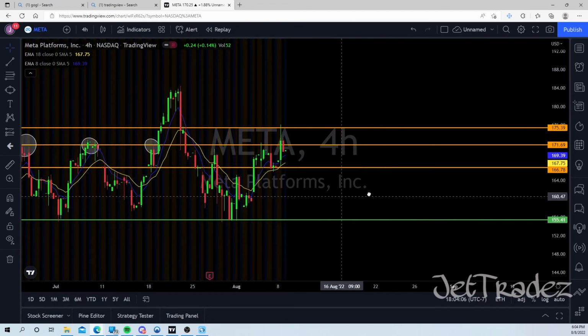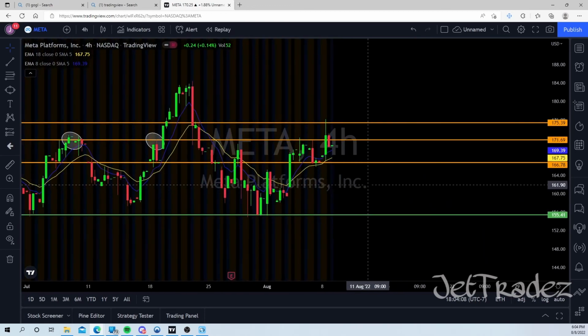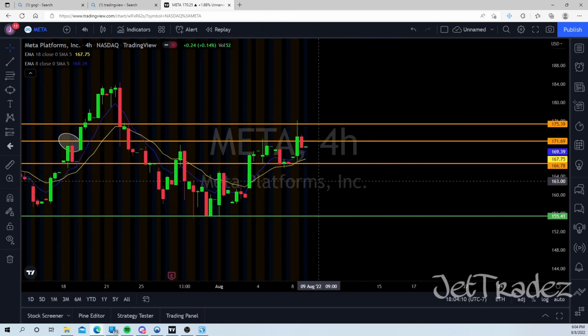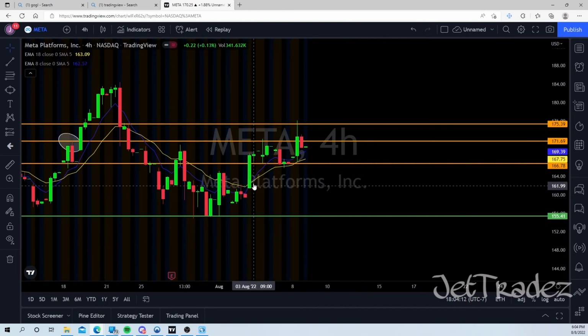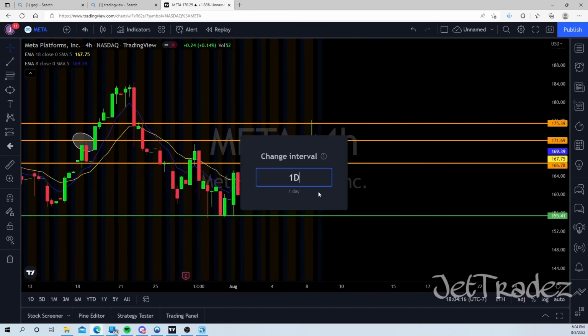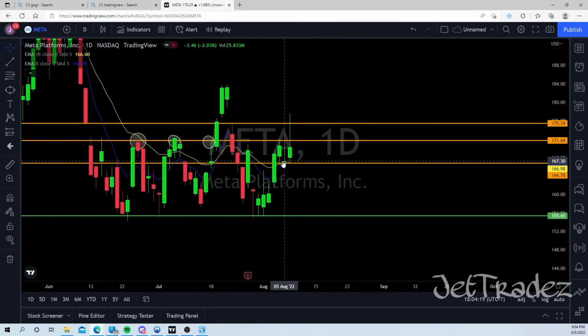I usually just delete all my levels and do them all in the morning. So this is what I saw on META, and I do see the EMAs had crossed over, so it tells me it's still bullish. As long as it doesn't cross below, even on the daily or 4 hour, you can see that it's bouncing right off the EMAs and how these levels exactly reject right there where I want it.